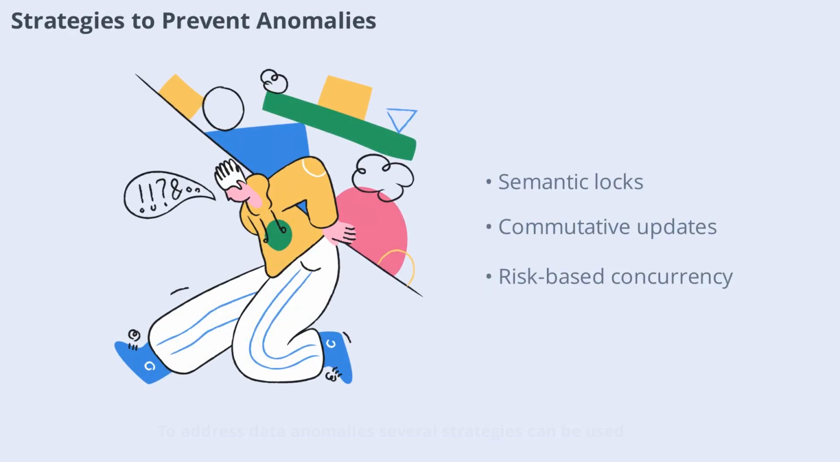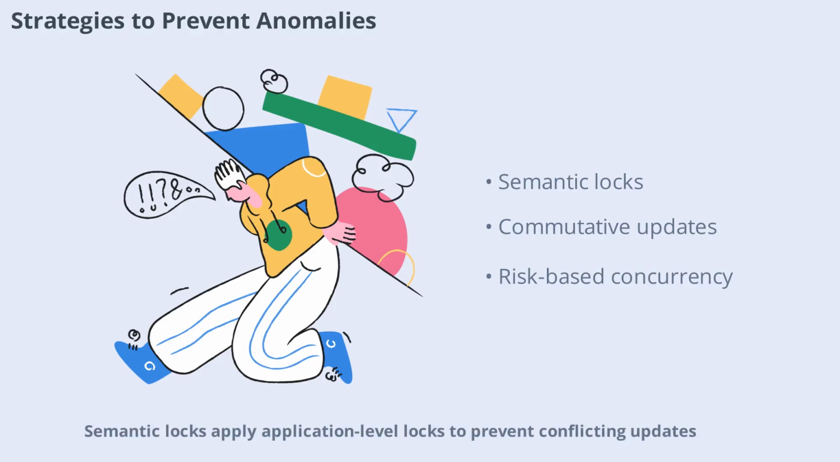To address data anomalies, several strategies can be used. Semantic locks apply application-level locks to prevent conflicting updates. Commutative updates ensure changes can be applied in any order. Pessimistic view reorders SAGA steps to avoid dirty reads. Rereading values confirms data hasn't changed before updating. Version files keep a log of all operations, and risk-based concurrency chooses the right mechanism based on business risk. These measures help keep your data consistent.